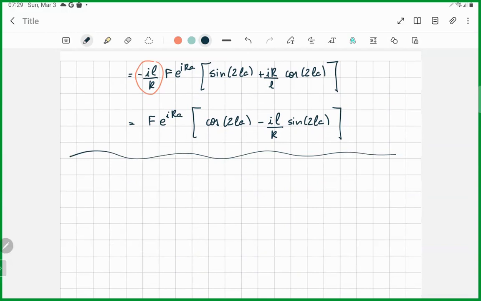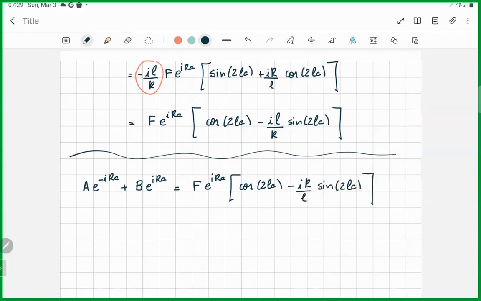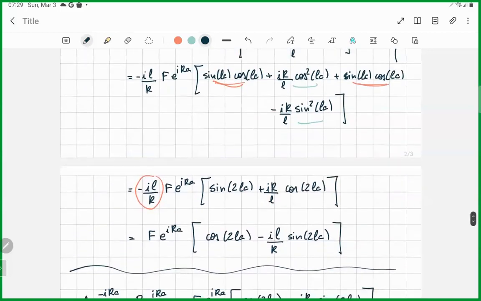So let me write these two equations together, which will make things easier to see. The first equation that we got is this: AI minus IKA plus B exponential of IKA, and this is equal to F IKA, and inside we have cosine 2LA and minus IK over L sine of 2LA. Good. So this was the first one that we got. Now the second one is this.